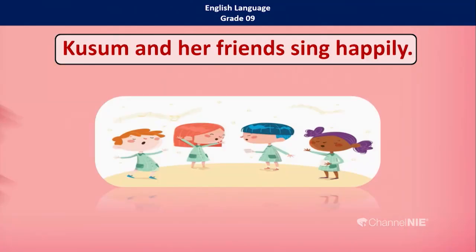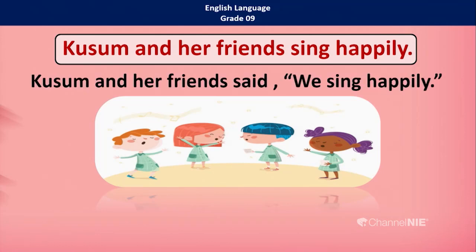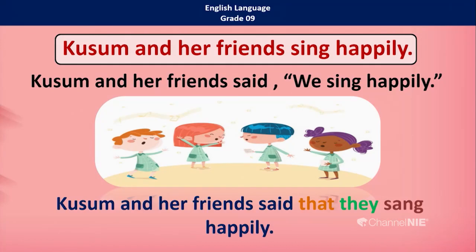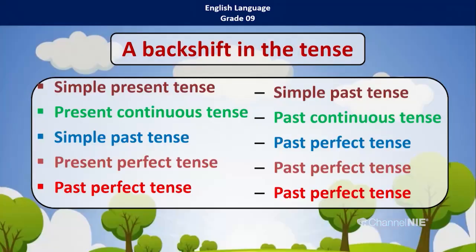Kusum and her friends sing happily. You can see Kusum and her friends there. They sing happily. What will they say? Kusum and her friends said, "We sing happily." Right, indirect: Kusum and her friends said that they sang happily. The word that is used, a change in the pronouns, we to they, sing becomes sang, past tense. So this is the back shift in the tense.